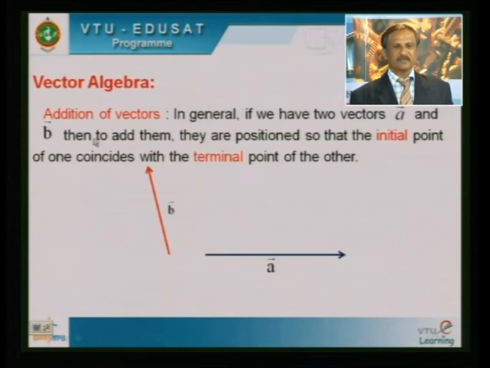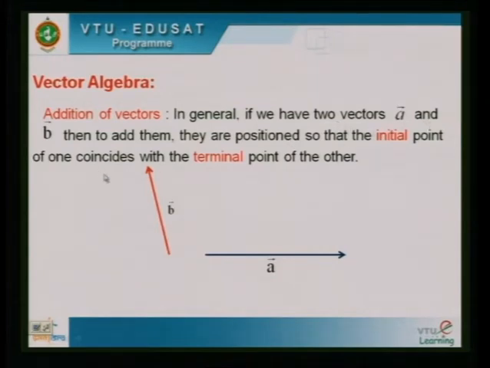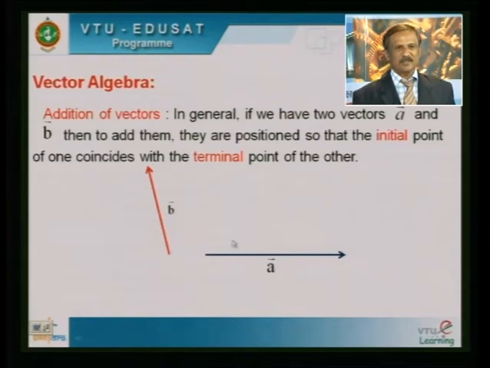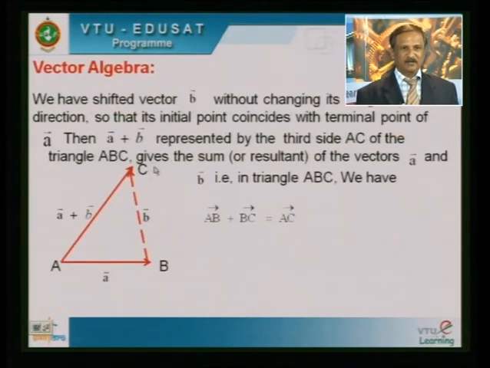Or in general, we can define addition of two vectors as follows. If you have two vectors, A is one vector and B is another vector, now we want to add them. What is the statement of addition of two vectors, you may ask. They are positioned so that the initial point of one coincides with the terminal point of the other. I want to repeat the same thing once again. They are positioned so that the initial point of one coincides with the terminal point of the other. In this vector, this is the initial point and this is the terminal point. In this vector, initial point and terminal point, as we defined yesterday.